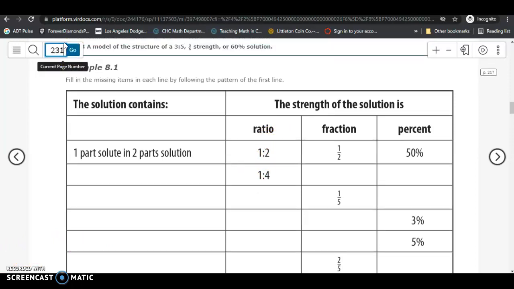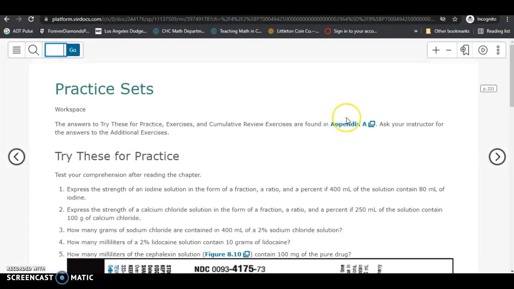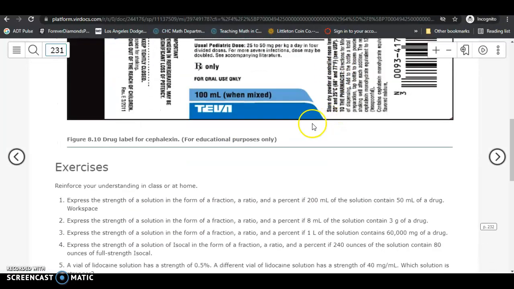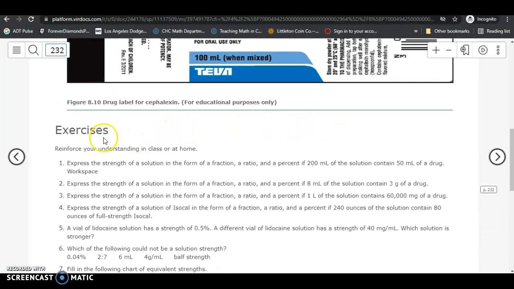Our first example is going to come from page 231. It's one of the problems in the exercises section at the end of chapter 8. Number 2 says, express the strength of a solution in the form of a fraction, ratio, and as a percentage, if 8 milliliters of the solution contain 3 grams of the drug. So obviously this is a solution that contains 3 grams of a dry solute, where the amount is given in grams, and the amount of solution is usually in milliliters or liters.